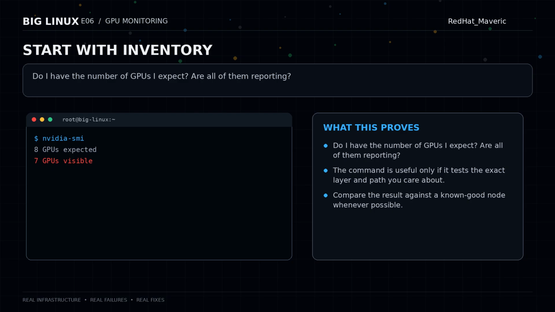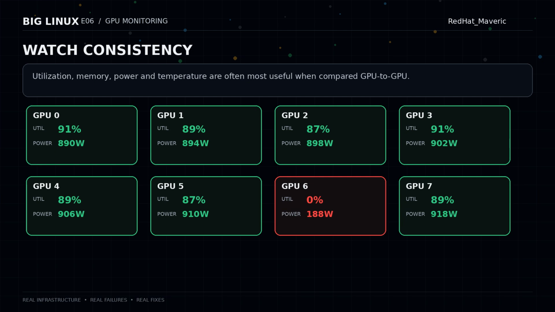Then I care about utilization: GPU utilization by device, memory utilization, frame buffer memory used, power draw, temperature, clock behavior. Those metrics tell you whether the GPUs are actually doing work and whether they are behaving consistently with each other. Consistency is a big deal. If 7 GPUs in the same server are pulling similar power and running at similar utilization, while one GPU is doing something completely different, that is usually more interesting than the absolute number.